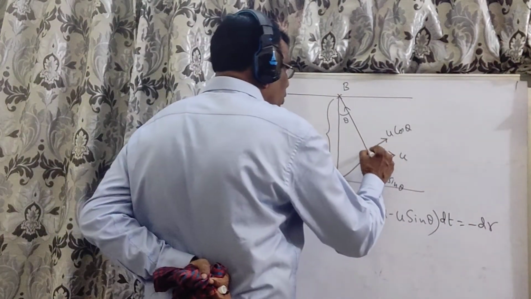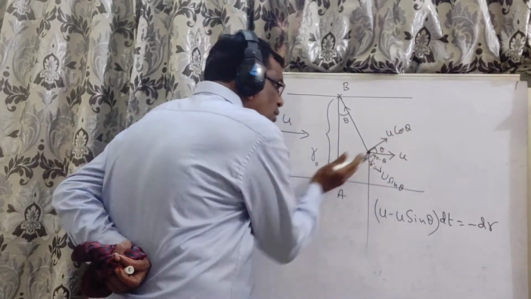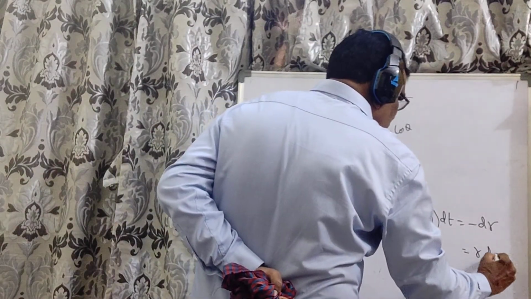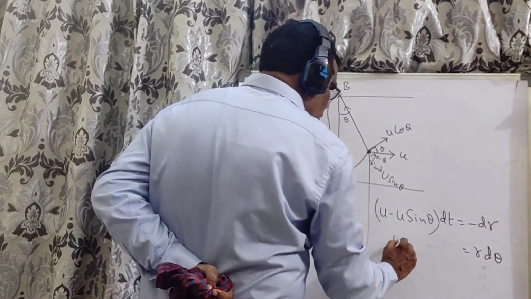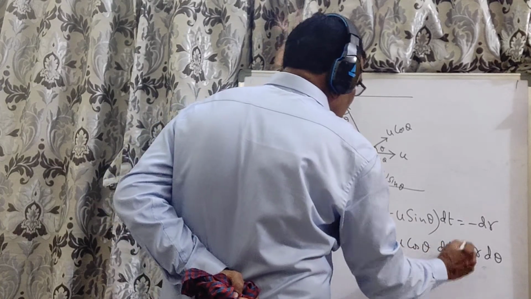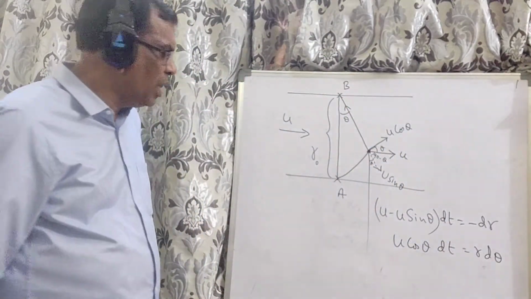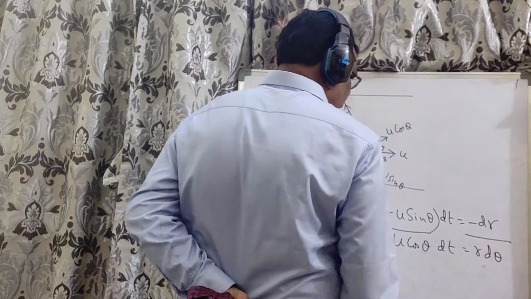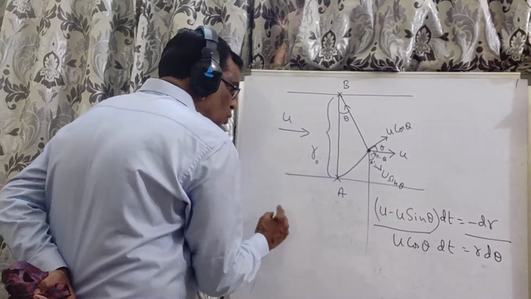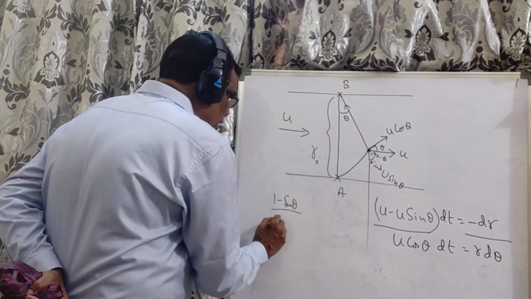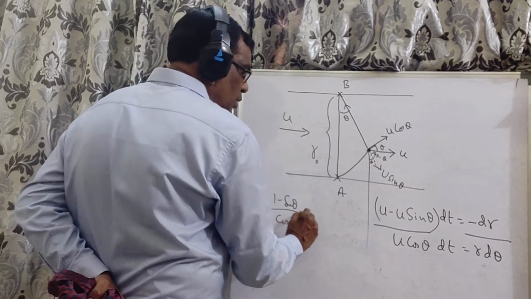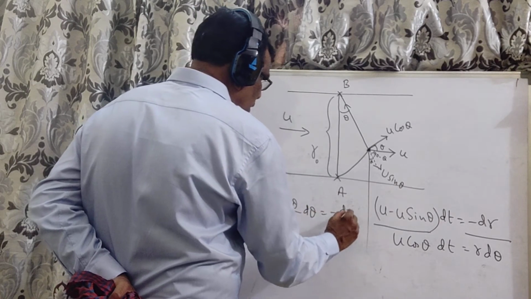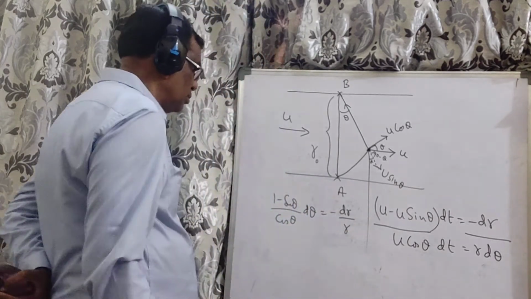Now, as before, U cos theta is the perpendicular component. Therefore, R d theta is equal to U cos theta into dt, because there is no other component there. Same case as we did before. Now, I am dividing. So, what am I getting? U also gets cancelled. 1 minus sin theta by cos theta d theta is equal to minus dr by r.